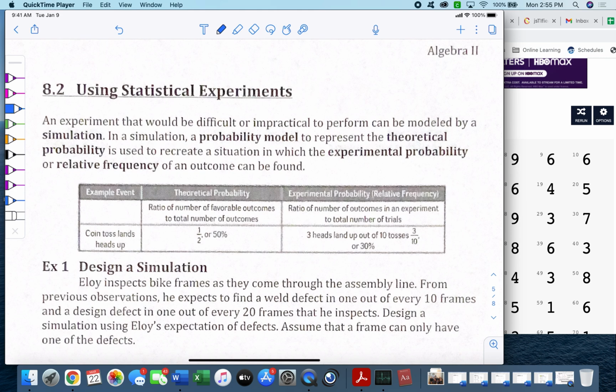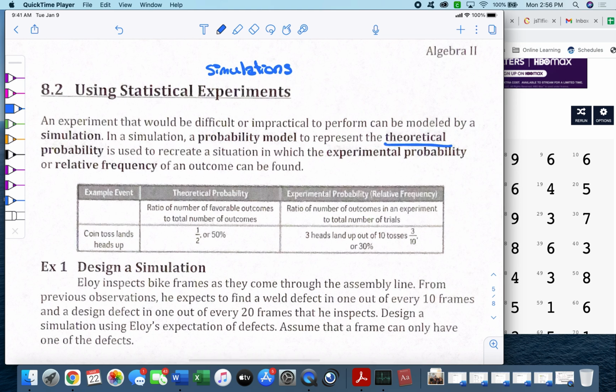So, 8.2 is statistical experiments, okay? And this is going to involve things called simulations. Simulations are beneficial in the stats world to gather data without having to do a whole lot of work. We will see examples in here like, I want to know the death rate of something, and we look at previous data called the theoretical probability.